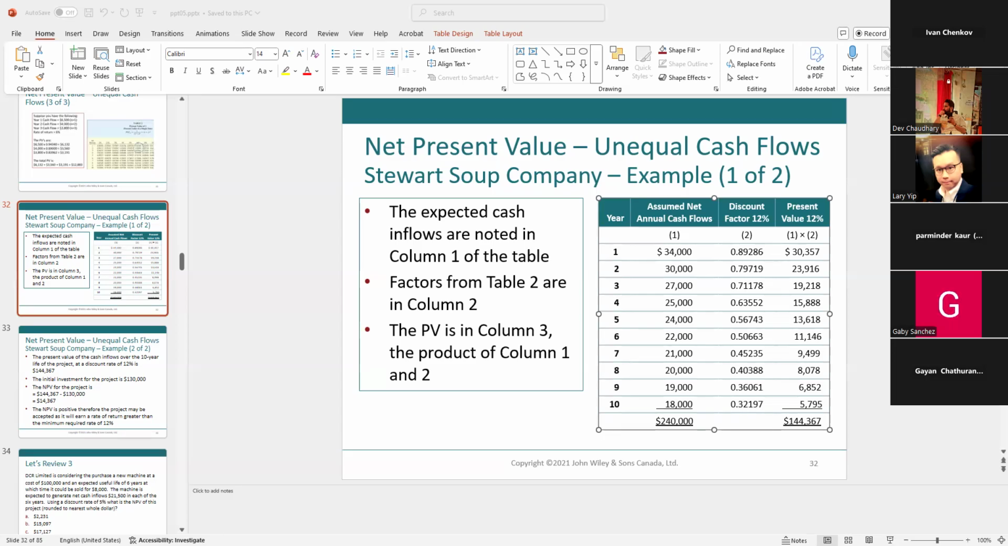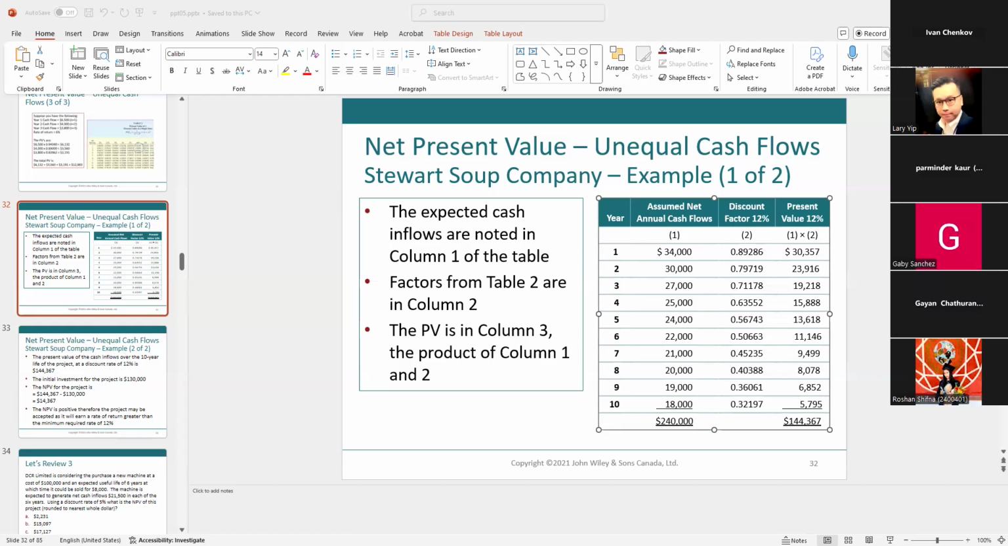So once I calculate all those ones, I'm going to get 144,367. So you can see now the total value. So if we receive only and only $24,000 every year, year by year, we're going to get... sorry, not that one. I wanted to paste it like this.